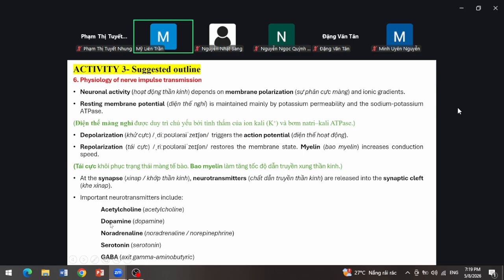Acetylcholine, dopamine, noradrenaline, serotonin, and GABA.